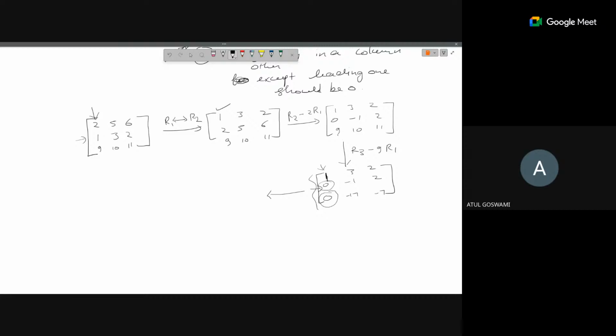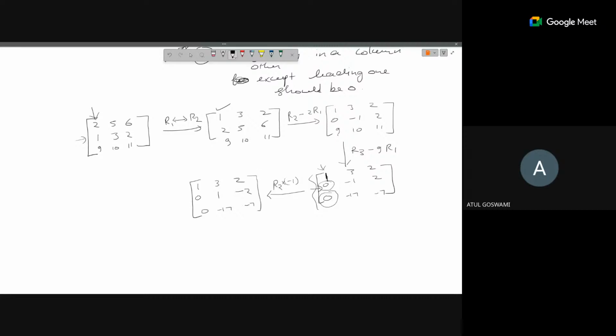So now take the second row and make a leading entry which is non-zero, or leading entries must be 1. But here it is -1. So what we do, we take the second row and multiply it by -1. We can multiply any row by a constant. This is the second elementary row operation. So when we do this, the second row will be 0, 1, -2, and the first row is 1, 3, 2, and the third is 0, -17, -7.